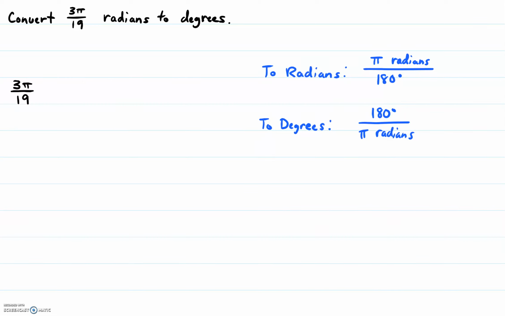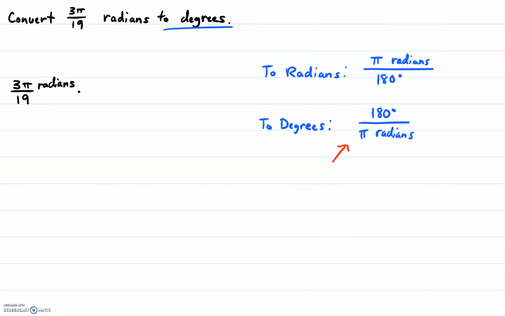Of course, pi radians and 180 degrees represent the same thing, and so that's why that is the conversion ratio. So for this problem, we start out with radians, and we want to go to degrees. So we're going to use the second conversion ratio. We're going to multiply our 3 pi over 19 by 180 degrees over pi radians, and then the radians will cancel out on top and bottom. So technically, this 3 pi over 19 is radians.